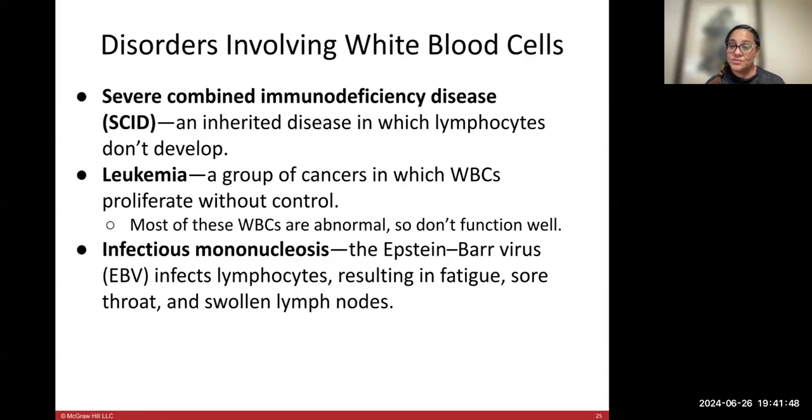Leukemia is a group of cancers in which white blood cells proliferate without control. Most of these white blood cells are abnormal, so they don't function well. You would think we have a lot of these white blood cells, so we would be really healthy because we would never get attacked by pathogens, but that's not how it works. The white blood cells don't really work properly. Infectious mononucleosis: the Epstein-Barr virus infects lymphocytes and results in fatigue, sore throat, and swollen lymph nodes.